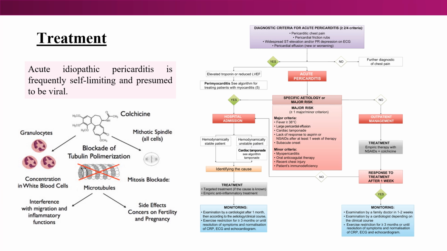Treatment. Acute idiopathic pericarditis is frequently self-limiting and presumed to be viral. Symptoms are usually successfully treated with non-steroidal anti-inflammatory drugs, NSAIDs. Colchicine can be added to the treatment regimen and has also been shown to be of benefit in people who have a slow response to NSAIDs. Colchicine produces its anti-inflammatory effects by preventing the polymerization of microtubules, which leads to the inhibition of leukocyte migration and phagocytosis. When infection is present, antibiotics specific for the causative agent usually are prescribed.